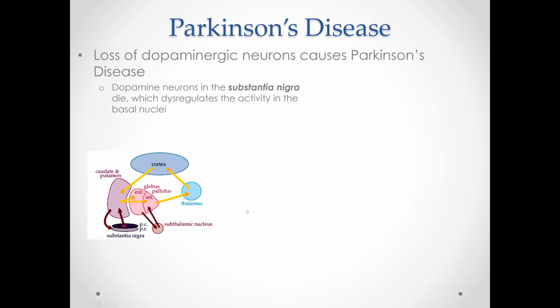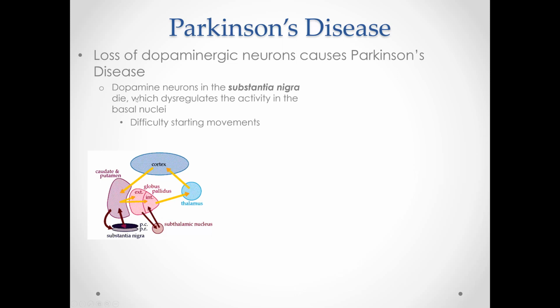So specifically, the dopamine neurons in the substantia nigra die. And the substantia nigra, again, is that area in the brainstem. And then because the substantia nigra communicates back and forth with the basal nuclei, the death of these neurons means that suddenly the activity of the basal nuclei is now dysregulated. So the basal nuclei can't function like it normally would.